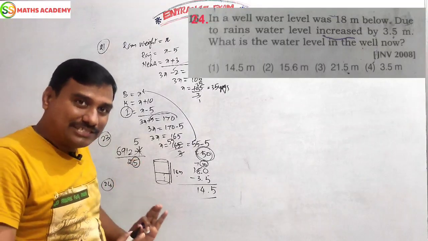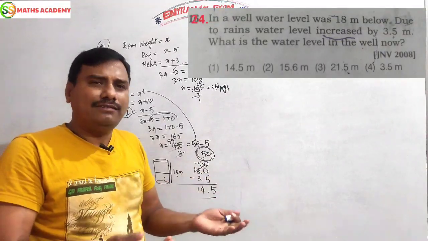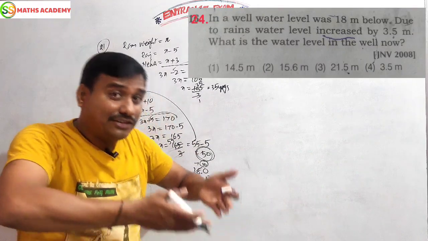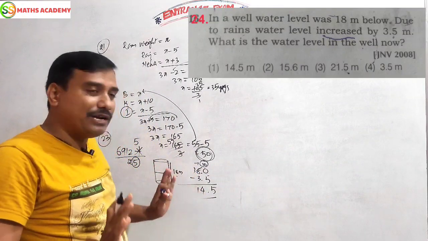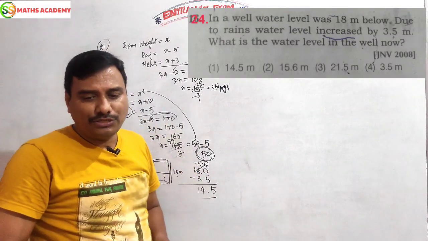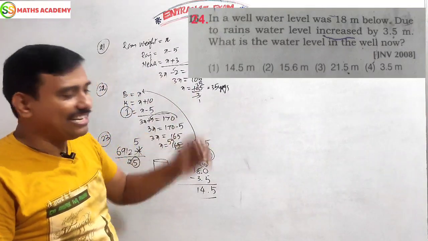So how much is now present? 14.5. Before rain, 18 meters below is there. After rain it is decreasing. That means 14.5 meters below. That's it. So your option is 1. 1 is the answer.